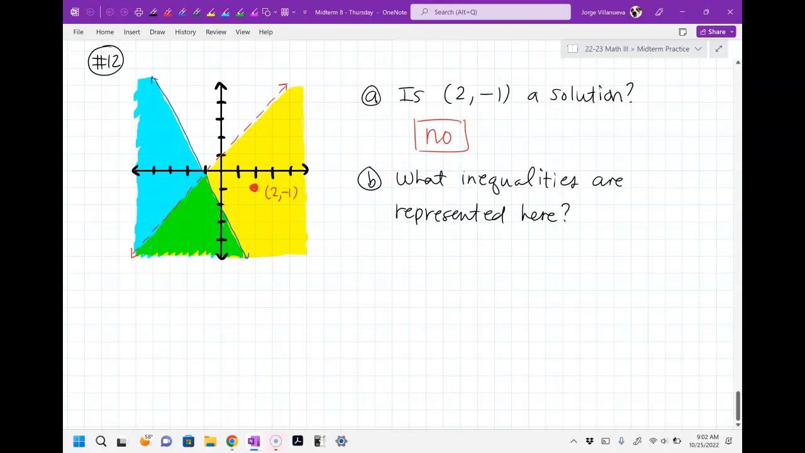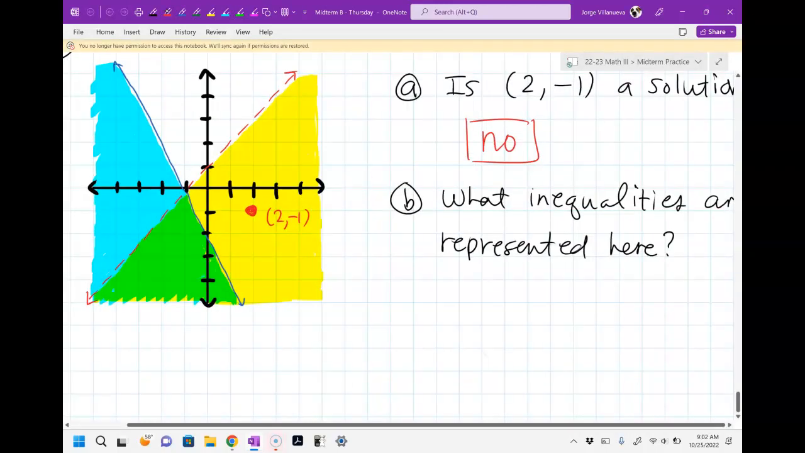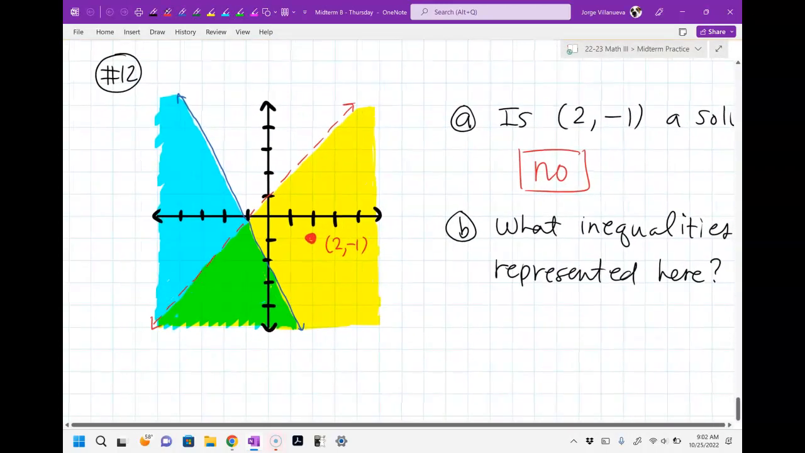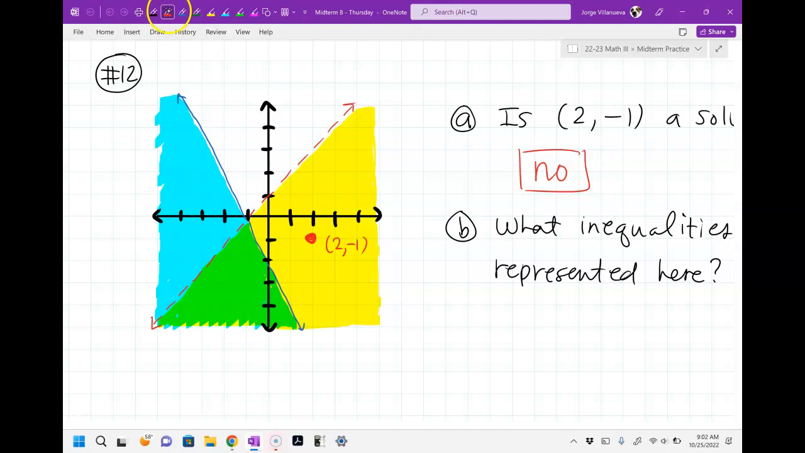It says, what inequalities are represented here? In other words, can you write the equations to this thing? So let's try the red one. I'm going to put a little red dot right here, and I'm going to say y. I'm going to start with that. Now look at the red line. You notice it's dashed. So that means it's either going to be greater than or less than, one or the other.